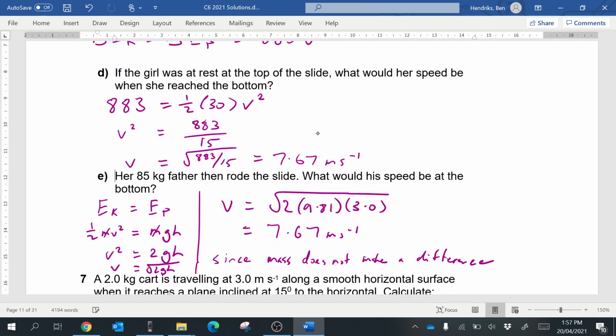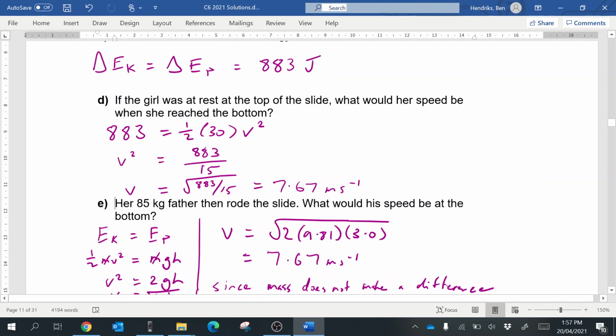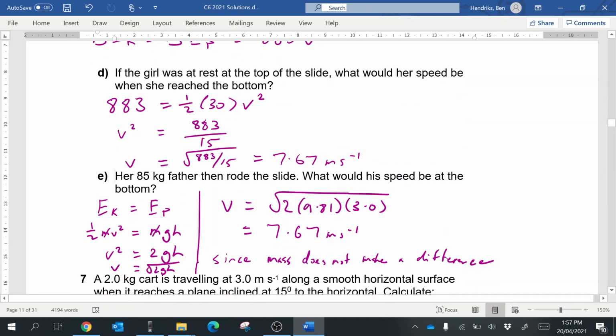It's all about acceleration due to gravity. It's like the famous experiment, which you can look up on the internet, where a bowling ball and a feather are dropped. There's a good one with Brian Cox, so I recommend you have a look at it.